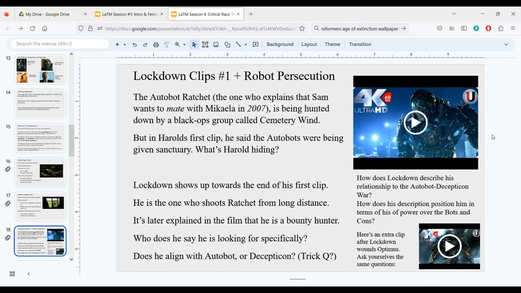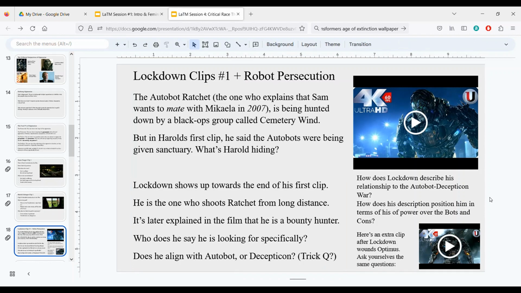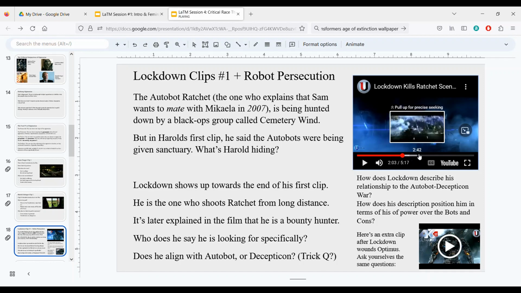And then I was gonna ask, who does he align with, Autobot or Decepticon, or am I asking a trick question? Who's Ratchet aligned with, or who's... No, Lockdown? Lockdown's just his own thing. Yep, it's a trick question. How does he describe his relationship to the Autobot Decepticon war? Do you remember that part? How does his description position him in terms of his power over the bots and cons? Sorry, go ahead. I don't remember. I remember there's a scene early in the movie where Lockdown is explaining who he is.